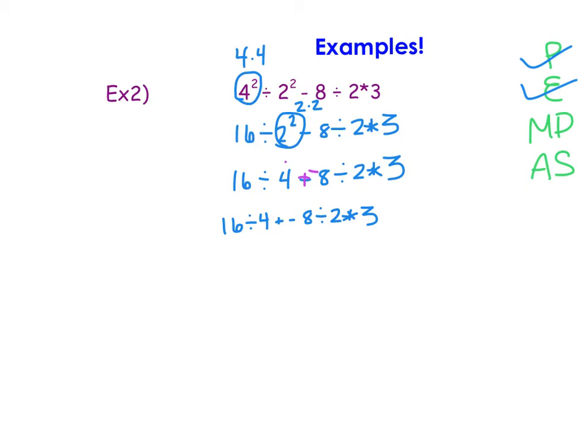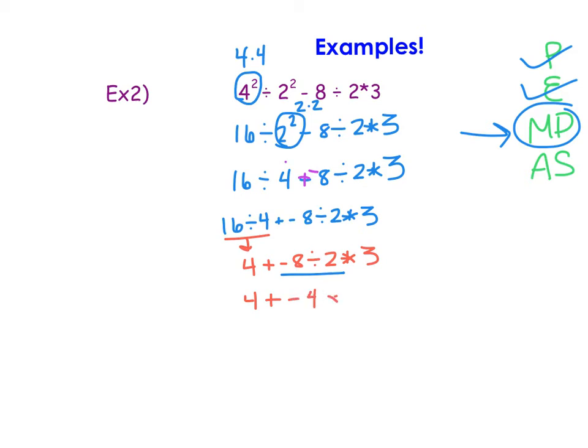So now I'm going to perform my third step, which is multiplication and division, and we go from left to right. So as I go through, I'm going to find the first multiplication and divisions from left to right. First I see 16 divided by 4, so that becomes 4, and then plus negative 8 divided by 2 times 3. Then I look for the next one, and I see negative 8 divided by 2. So that becomes 4 plus negative 4 times 3. Then I look for my next multiplication and division, and I see it's right here, negative 4 times 3, so that becomes 4 plus negative 12.